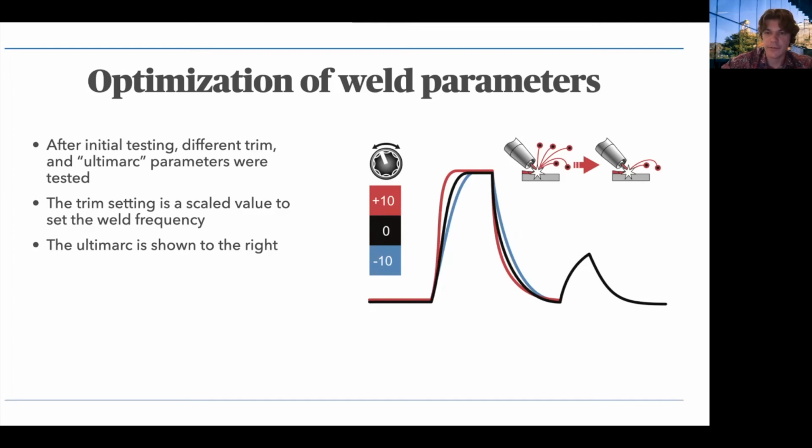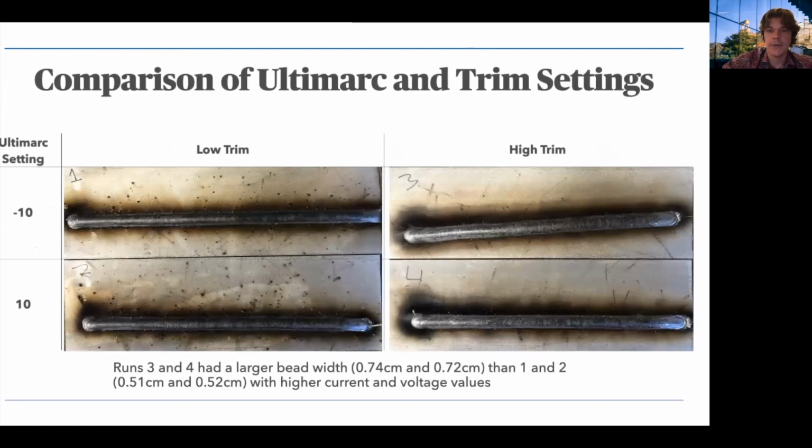Then at -10, we had a shallower slope on the leading edge and a longer lead off time on the trailing edge. And the opposite was true for the +10 or high setting. Now, the trim setting, as discussed before, actually has to do with the frequency. So how many times are we going to see this peak? So looking ahead at what those had effect on, the low trim or high trim had a significant impact.